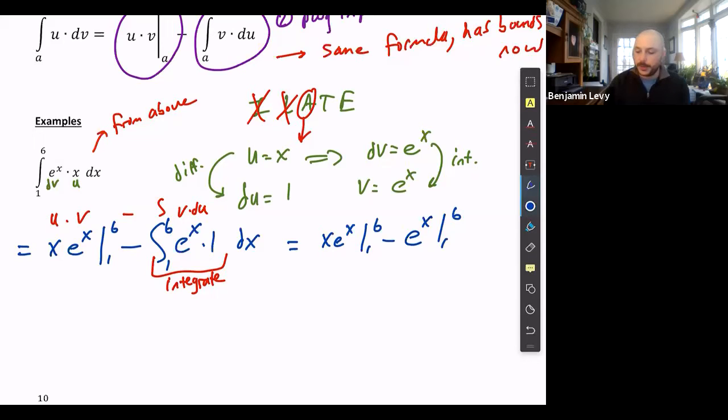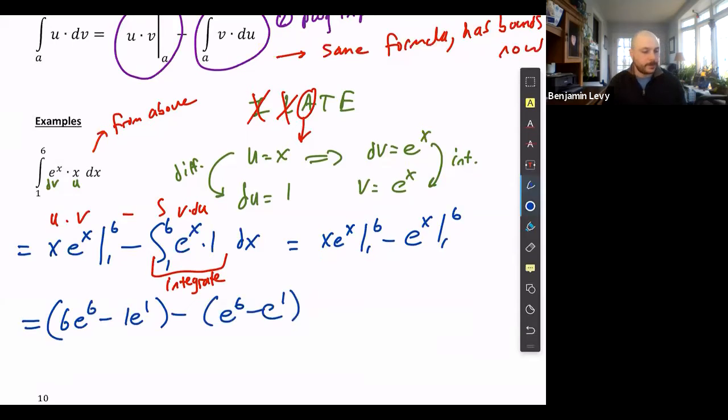So both of these notations, 1 to 6 with the straight line, just mean we're going to plug the points in. And that looks like this: first plug in 6, then plug in 1.